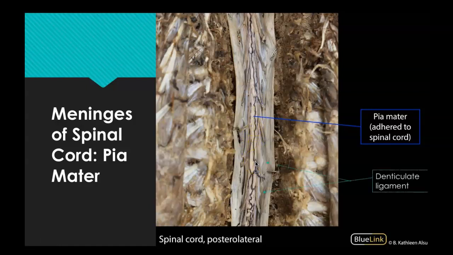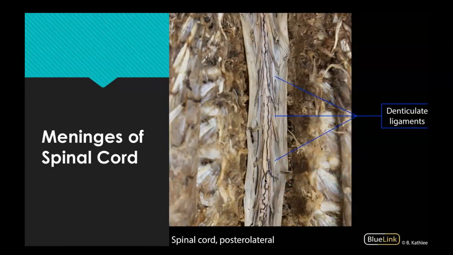Another thing I want to mention here are these denticulate ligaments. These denticulate ligaments arise in the pia mater and are firmly attached to the arachnoid mater and the dura mater at the apex. Their purpose is to divide the dorsal rootlets from the ventral rootlets. Here's a little bit better look and some more examples of what these denticulate ligaments look like. Denticulate refers to tooth, so anatomists thought this looked like a tooth extending out and attaching to the dura mater.